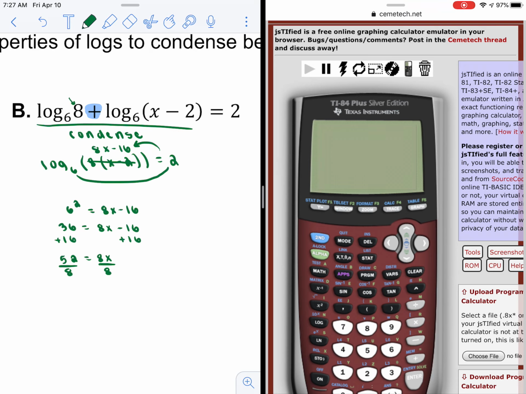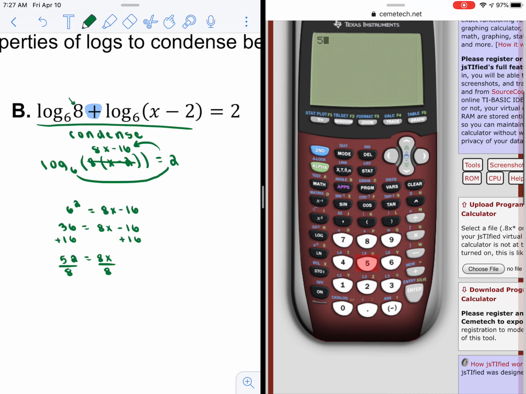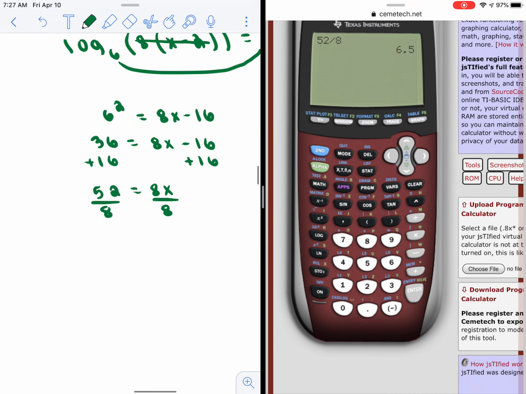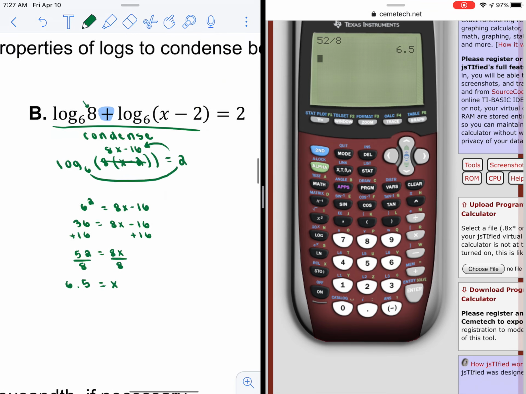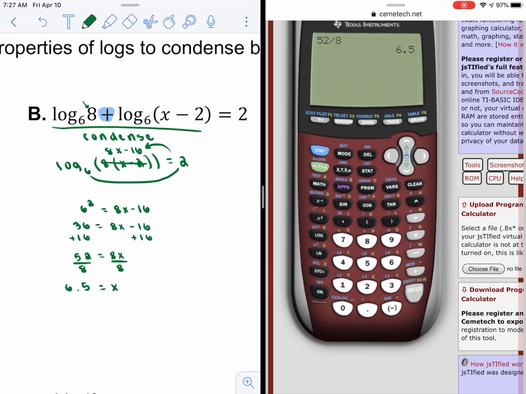36 plus the 16. Yeah, we're good. So we'll just get that answer. It'll be a decimal, but that's okay. Decimals are okay. I mean, really, they are. It just caught me off guard that I was getting one. So we got 6.5 equals x. So if you sub that back in, notice that does in fact give us positive values inside of the logs. So we are all good.